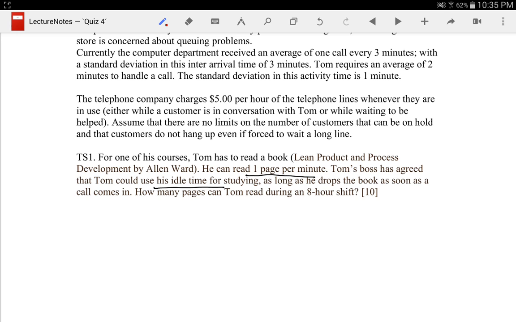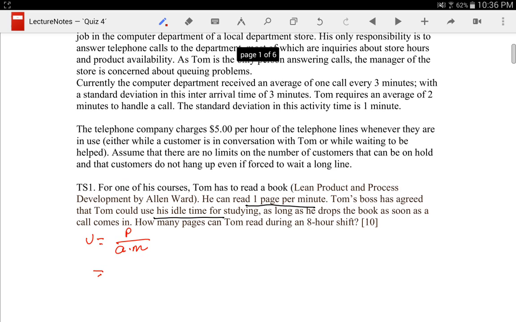To find his idle time, we have to first find out how much time he is busy. That is the same as saying how much time he is utilized. The easy formula to use is P by AM, but I'm going to show you a different method too. The processing time, it takes him 2 minutes to handle 1 call, so P is 2. A is the inter-arrival time, the call arrives every 3 minutes. The number of workers is just 1, so the utilization is 2/3.